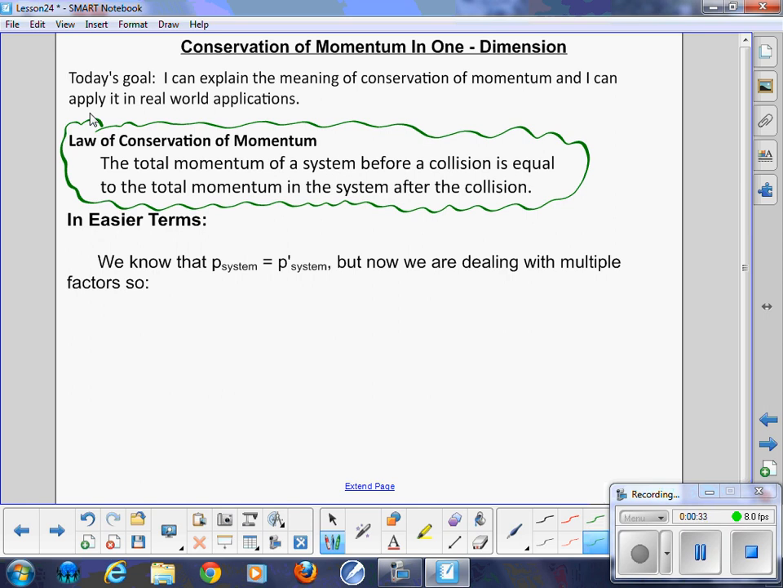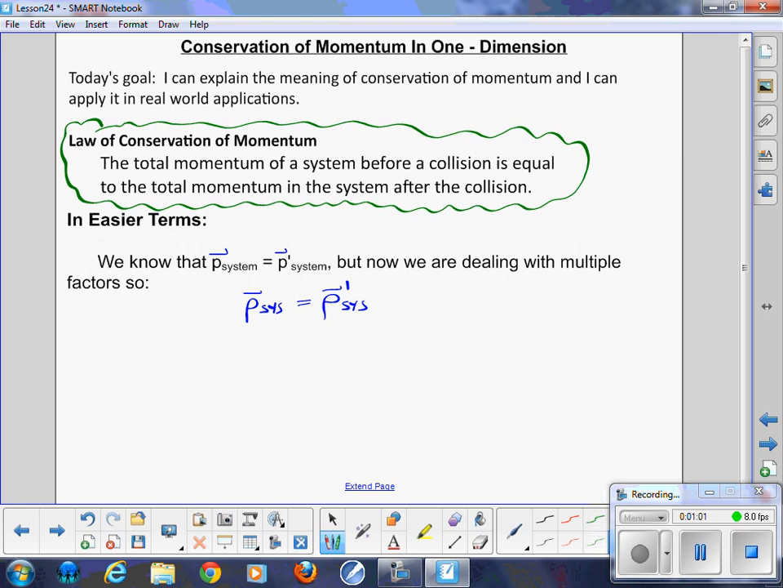So, in easier terms, the momentum, with a vector symbol on top, of the system is equal to P prime, which represents in physics the after part of the system. So now we're dealing with multiple factors. What does that exactly mean? Well, momentum of the system equals momentum in the system after a collision.